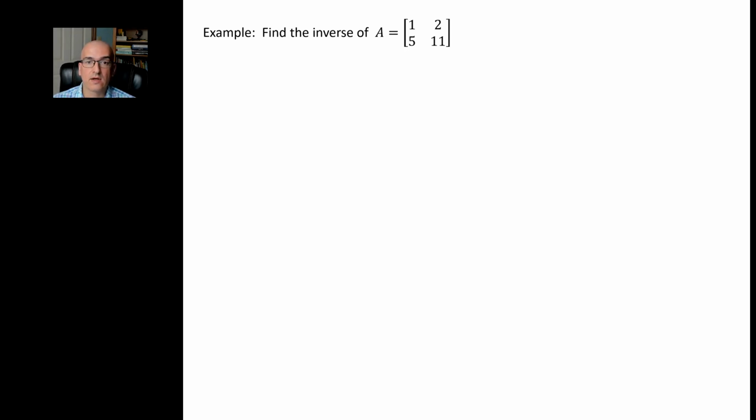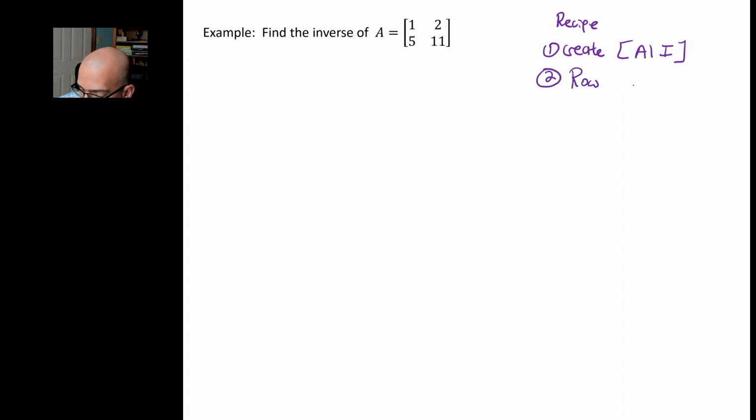Okay, welcome back. I'm going to show you how to find the inverse of this matrix using that recipe that was at the end of that last video. So here's the recipe. Step 1 is to create A bar identity, making sure that the identity matrix is the same size. Step 2, row reduce until identity bar A inverse. Well, I said identity bar B. We'll say that so it matches the last slide.